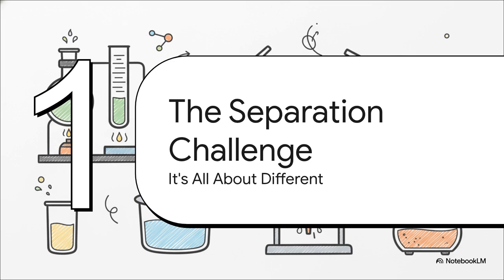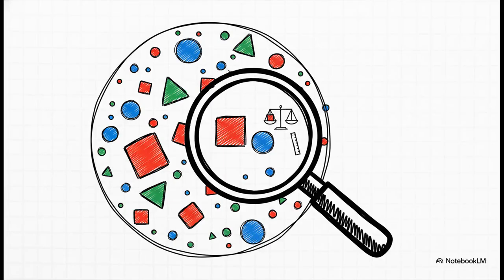Okay, let's get right to the heart of it. The entire field of separation science is really built on one simple but incredibly powerful idea. Here's the golden rule. To separate two things, you have to find at least one property that makes them different. It could be anything, their size, their mass, their boiling point, you name it. Once you find that one difference, you can build a whole technique to exploit it.